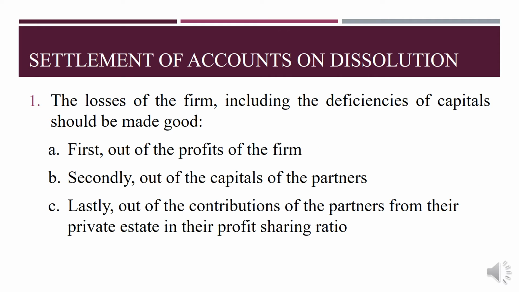So here, continuing that, settlement: how are the accounts settled? First one, the losses of the firm, including the deficiency of the capital, should be made good. If any partner has to bring capital into the business, that has to be brought in, and if there are any losses, they are supposed to be made good. How to make them good? First one is out of the profits of the firm. Second one, out of the capital of the partners, and last one, out of the contributions of the partners from their private estate in their profit sharing ratio. So these are the three ways the losses of the firm can be made good. The first one, out of the profits of the firm.